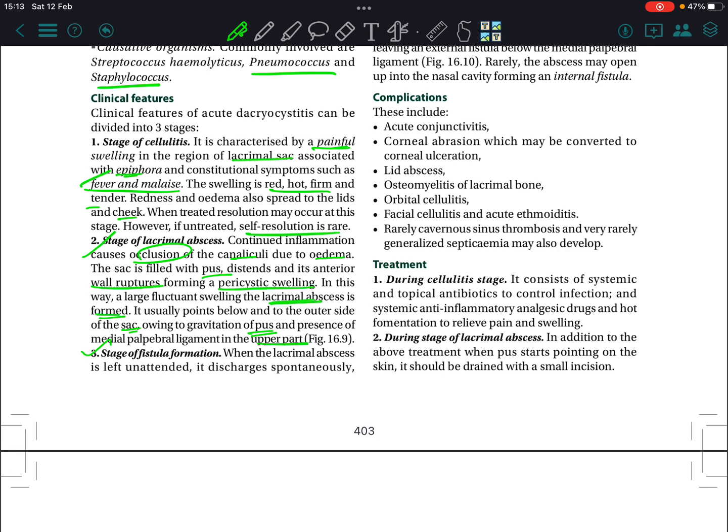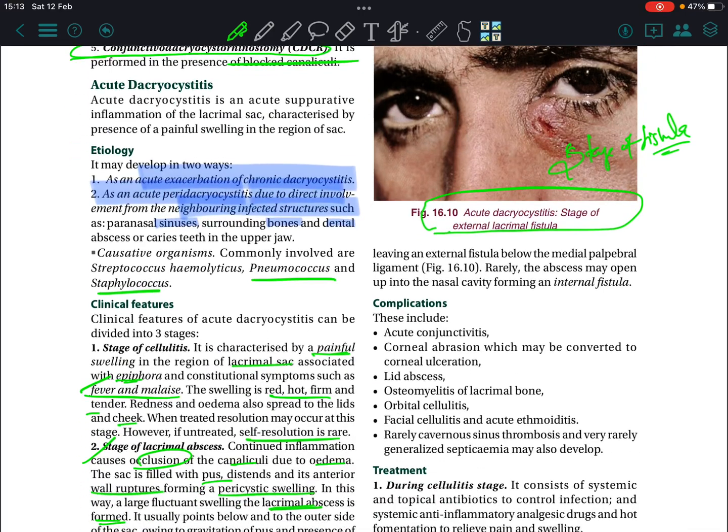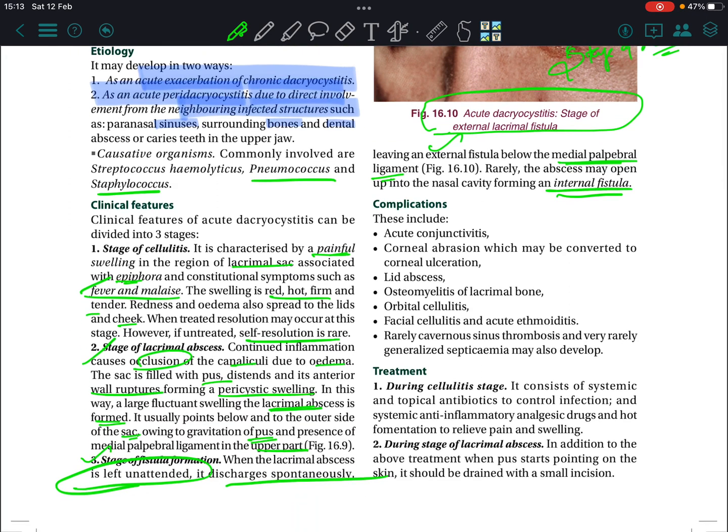in the upper part. Stage of fistula formation: when the lacrimal abscess is left unattended, it discharges spontaneously, leaving an external fistula below the medial palpebral ligament. Rarely the abscess may open into the nasal cavity, forming an internal fistula. Complications: acute conjunctivitis, corneal abrasion, lid abscess, osteomyelitis of lacrimal bone, orbital cellulitis, facial cellulitis. Rarely cavernous sinus thrombosis. Very rarely generalized septicemia may also develop.